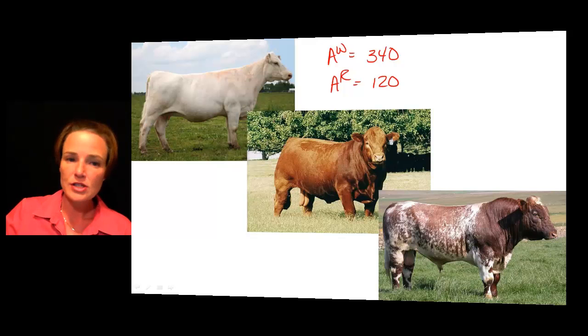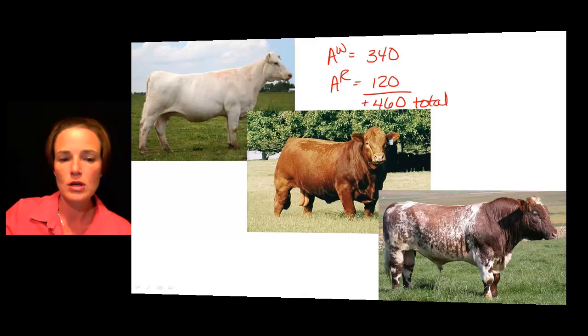So the first thing we have to do for that is add up the total of alleles that we have. So I'm just going to take my 340 plus my 120. When I add those together, I'm going to get a total of 460 alleles. So it's 460 total alleles.